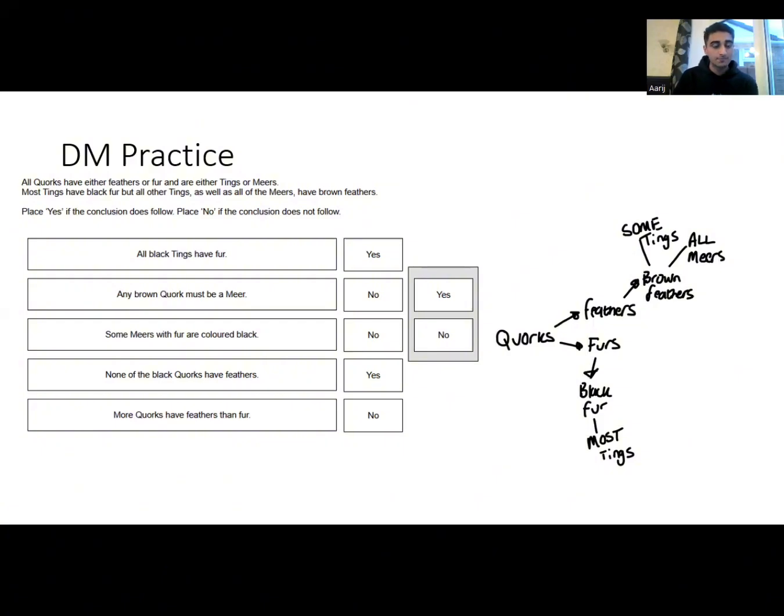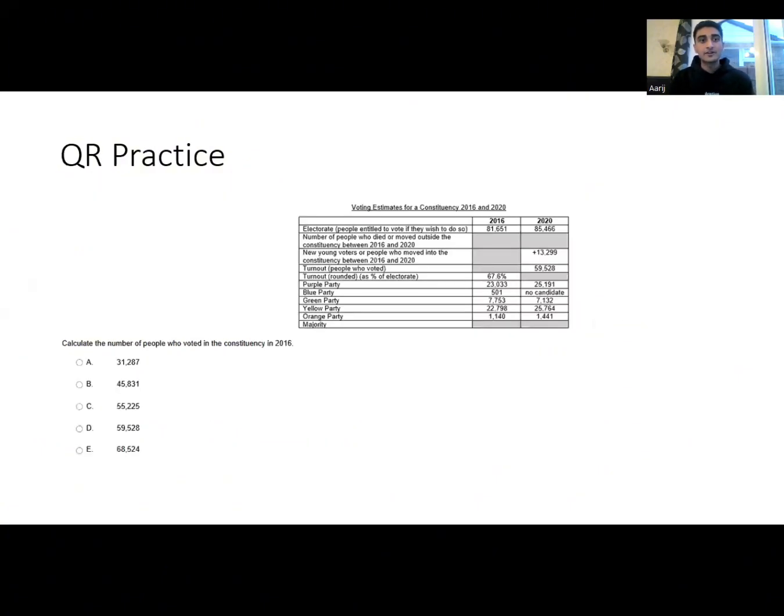And then the very last one, it says more quarks have feathers than furs. Again, you're not inferring in decision making. And more importantly, we haven't been given any numbers. So for this, you just have to go no, because no numbers are given. Okay, right.